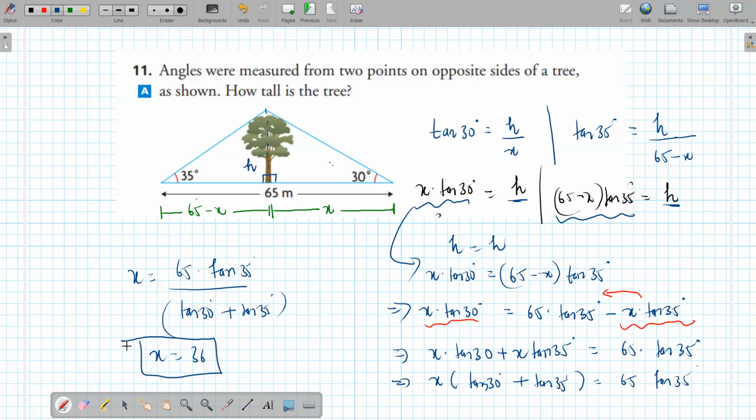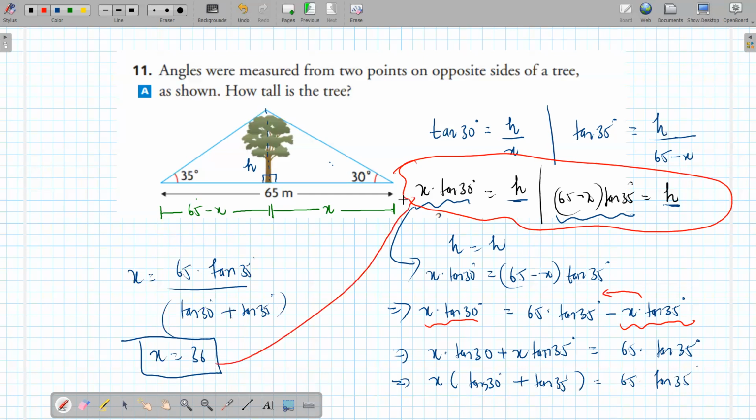But we're not looking for x. The question's asking us for the height of the tree. So we're looking for h. What do we do now? We have x. We're looking for h. That's something to do with these. You plug it in there? Yeah, you can just plug it in here, or you can plug it in there. Both of them will give you the same answer. So I'm just going to do 36 times tan 30. And that gives me the height of the tree as 21 meters to the nearest whole number. And we are done with this question.